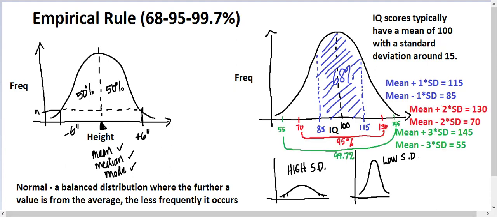Now we can extend that by using other multiples of the standard deviation. So if I take the mean plus 2 times the standard deviation, I get 130, and then subtracting 2 standard deviations, I get 70. So 95% of people have an IQ between 70 and 130. And then finally, if I do 3 standard deviations in either direction, I get 99.7%.